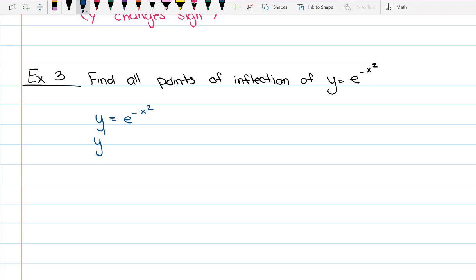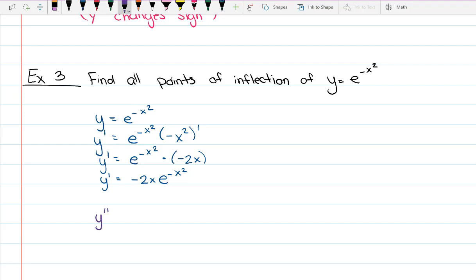So we get that y prime is equal to, well, the derivative of e is just itself, so e to the negative x squared, times the derivative of the exponent. So you get y prime is equal to e to the negative x squared times a negative 2x. So this is going to be y prime is equal to negative 2x e to the negative x squared. That's the first derivative.